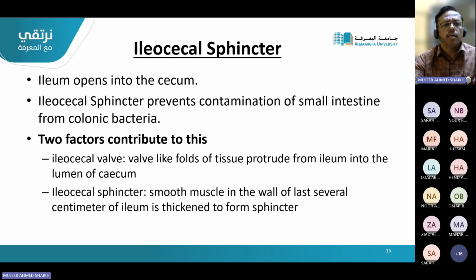And then in this lecture, the ileocecal sphincter was described. It is nothing but a valve or a guard at the point where the small intestine ends and the large intestine starts within the cecum, and it helps keep the ileocecal sphincter closed so that the colonic bacteria should not enter into the small intestine. So the function of the ileocecal sphincter is to keep the colonic bacteria from entering into the small intestine.